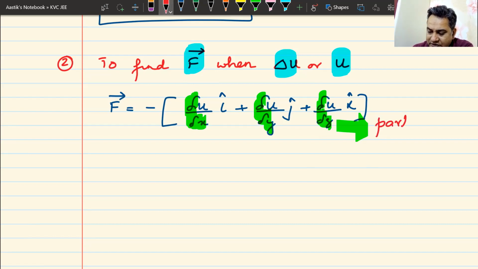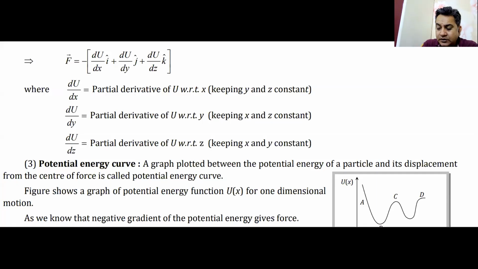Yes, if you are saying partial derivative, you are absolutely clear. Del u by del x is the partial derivative of u with respect to x. Del u by del y is the partial derivative of u with respect to y. Del u by del z is the partial derivative of u with respect to z. You can also see it in your notes. So I'll show you a portion of your notes, the notes that you already have with you.